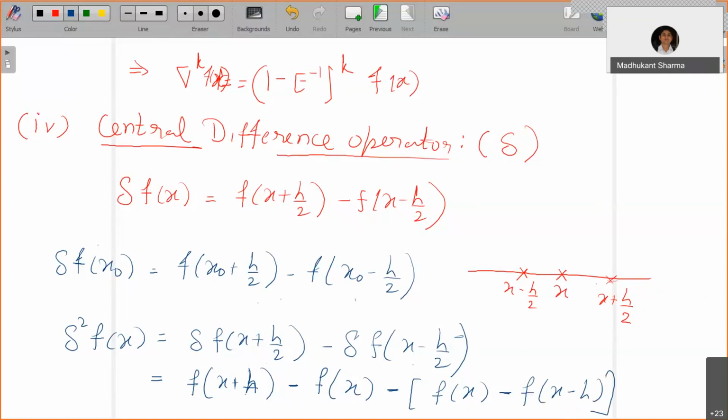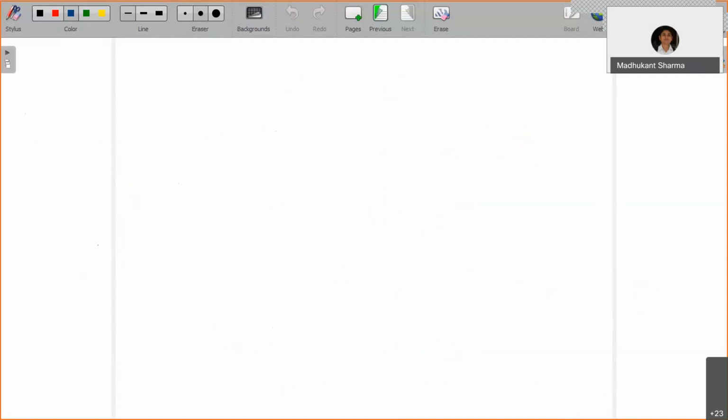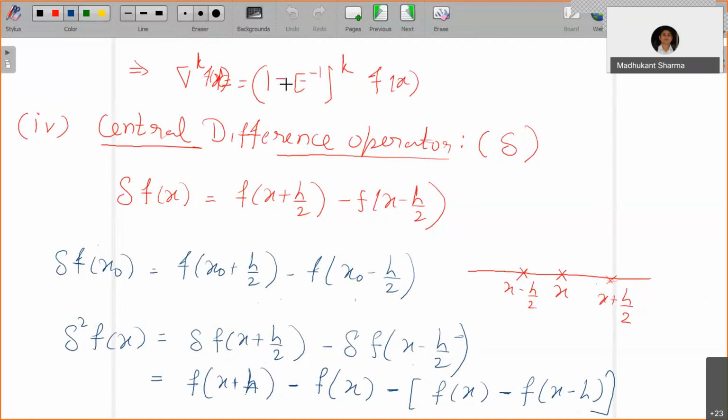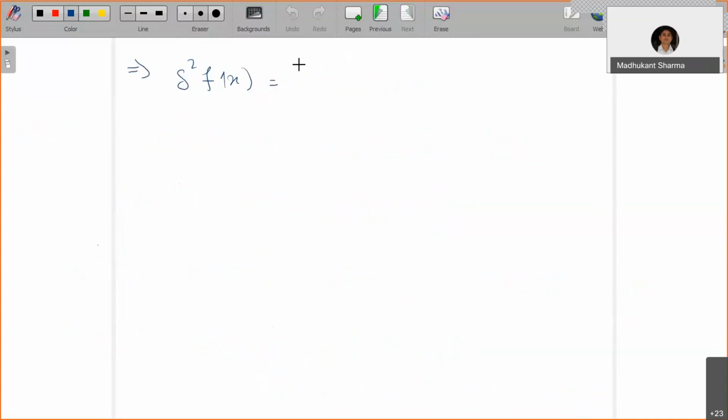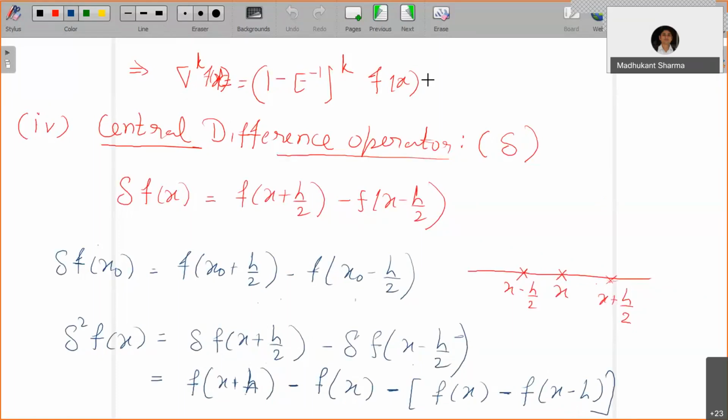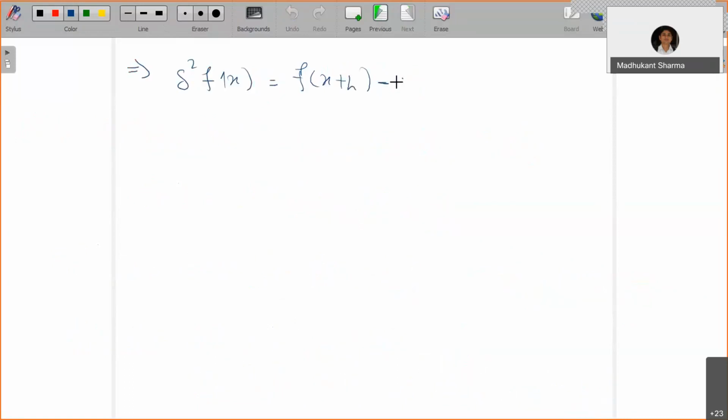And if you simplify it, this will give you delta square f of x is equal to f of x plus h minus 2 times f of x plus f of x minus h.